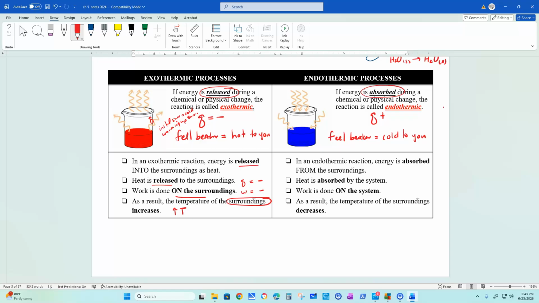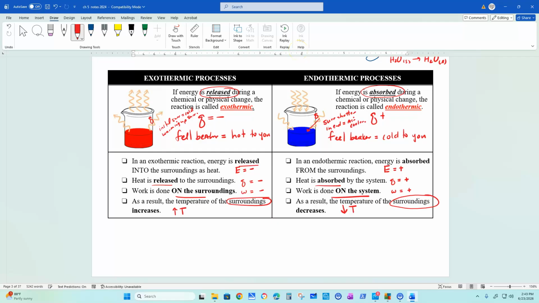In regards to endothermic, energy is absorbed. So I'm going to get that positive energy. Okay, same thing over here. I should have said negative energy. The heat is absorbed. So my Q is going to be positive. Work is done on the system. So work is positive. As a result, the temperature of the surroundings is actually going to decrease. Okay, so remember, the surroundings was hotter. And all that heat came in here. And because the heat is leaving the air, in the end, the air is actually a little cooler.